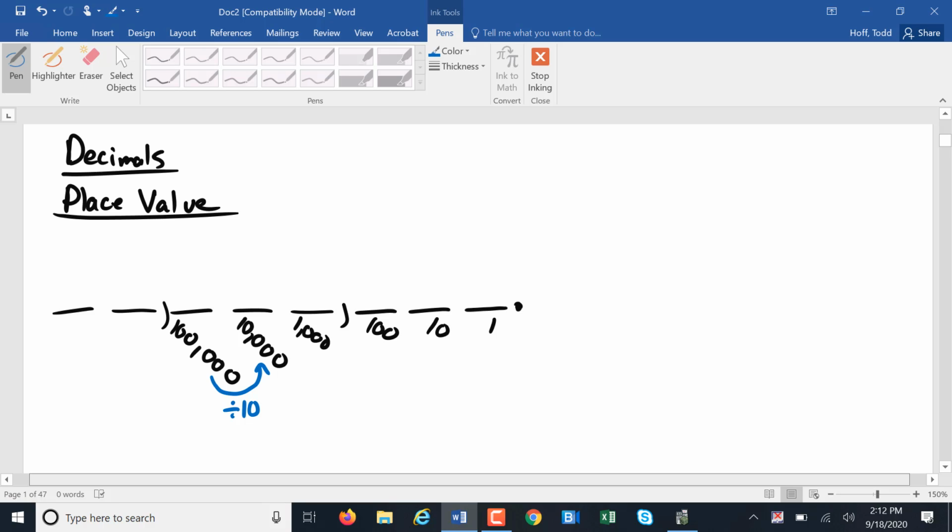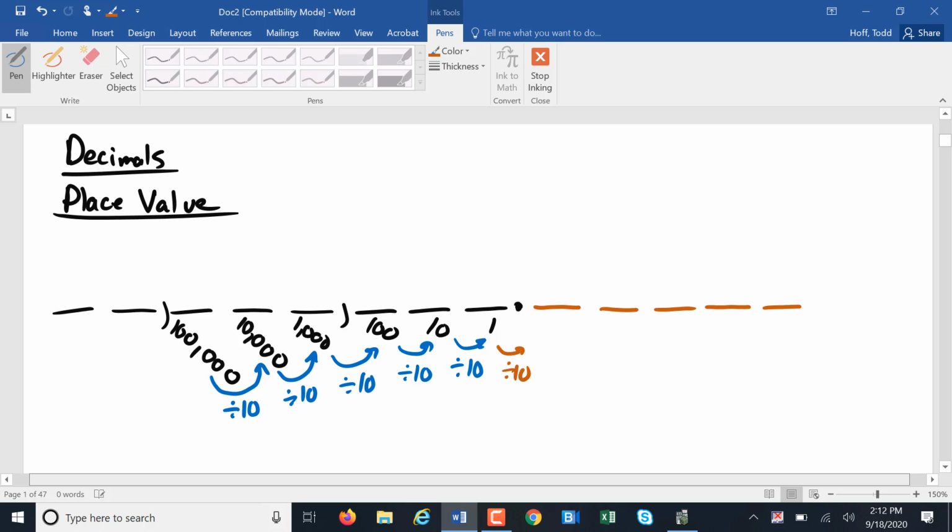100,000 divided by 10 is 10,000. 10,000 divided by 10 is 1,000. 1,000 divided by 10 is 100. 100 divided by 10 is 10. And it keeps going. 10 divided by 10 is 1. Well, this pattern continues on the right side if we go past the decimal point.